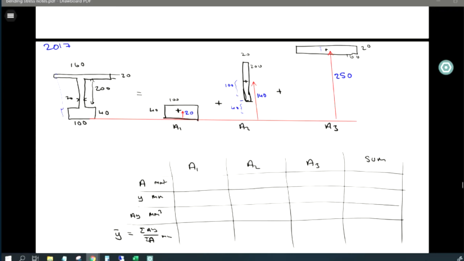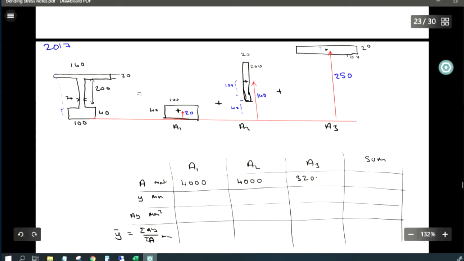So we'll look at the areas. The area of A1 is 40 by 100, so it's 4,000 square millimeters. Area 2 is 20 by 200, so that's the same. Area 3 is 20 by 160, so it's 3,200. And we're going to need to add those up for later. So 4 and 4 and 3.2 is 11,200 millimeters squared.